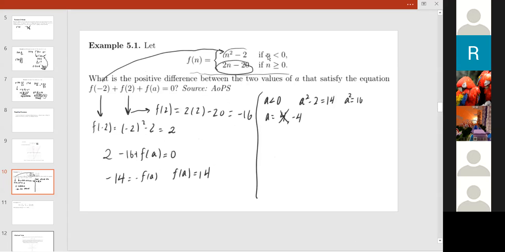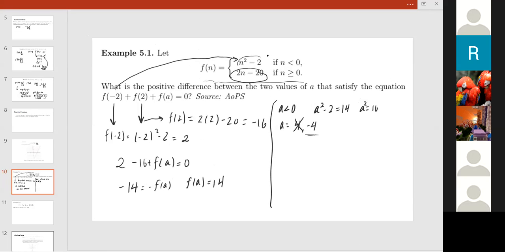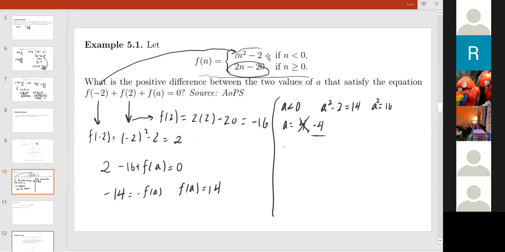So one of our solutions is a is negative 4. Now for the a is greater than or equal to 0 case, f of a will be 2 times a minus 20. So you have 2a minus 20 is equal to 14, or 2a is equal to 34. Hence, a is equal to 17.